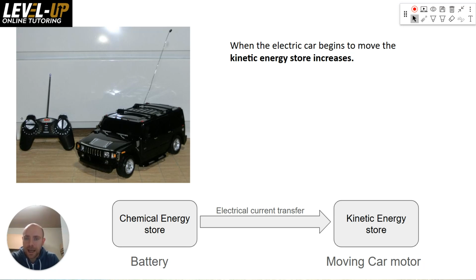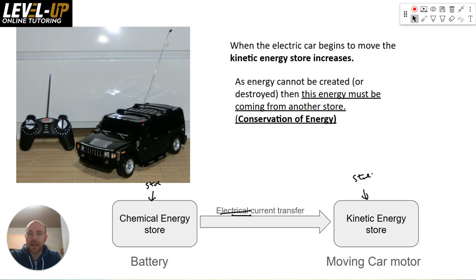So we can create these energy diagrams, and we have a store at the beginning and a store at the end. And then we want to talk about how the energy transfers from one to the other. We can't just say this chemical store disappears. It transfers into that kinetic energy store. And to do that, it needs to use one of those 4 transfers that we talked about. In this case, whenever there is an electrical current, we can say there is an electrical transfer.